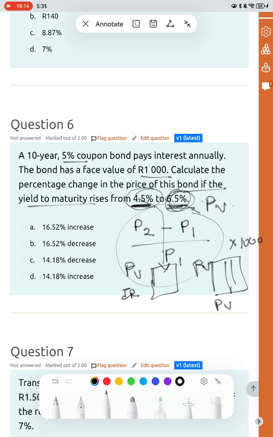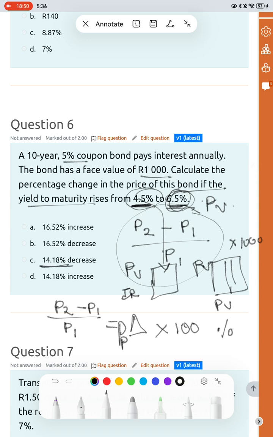Once you've gotten that, we go back to the fact that P2 minus P1 over P1 equals the change, right? So therefore we do that, we multiply by 100, we'll just say the change of P, and then you multiply it by 100. Once you've gotten that, you get your percentage, right? Which would be 14.18. Sorry for that, getting confused by my notes.